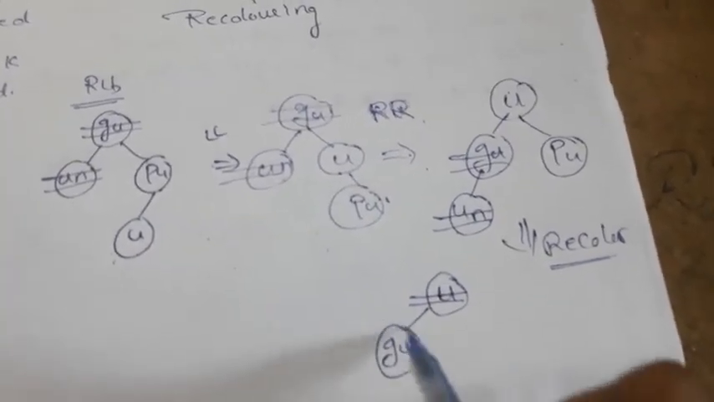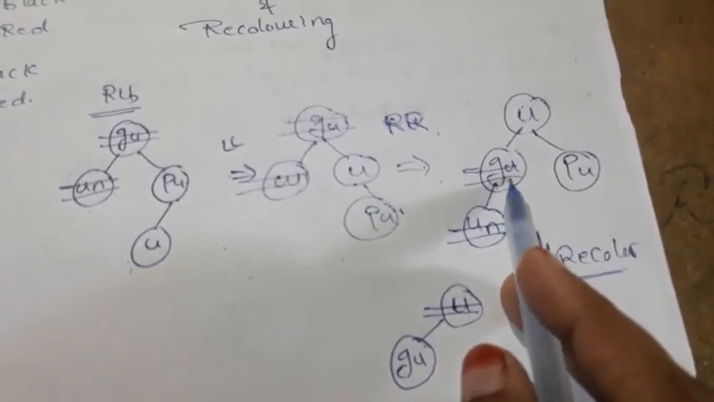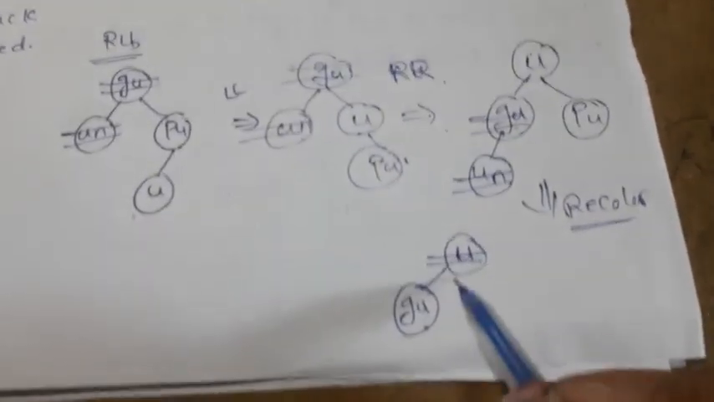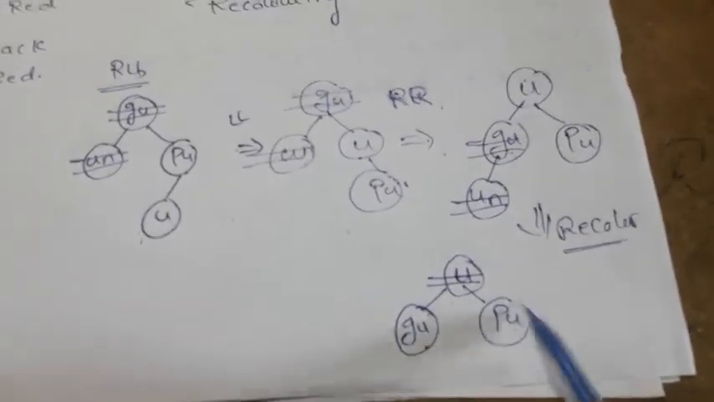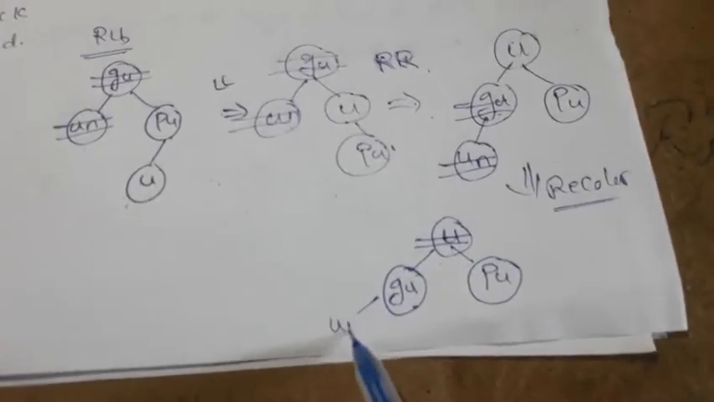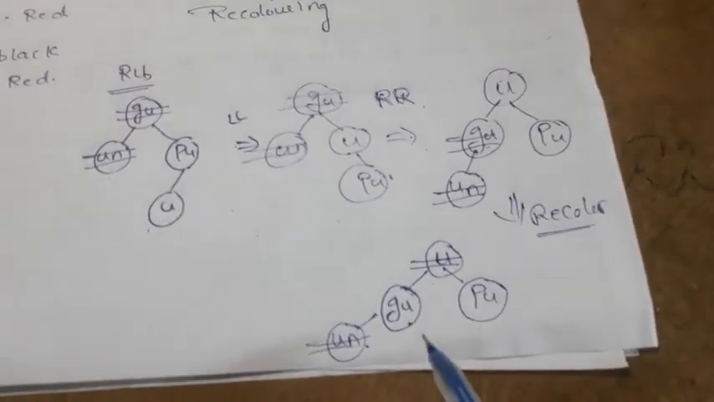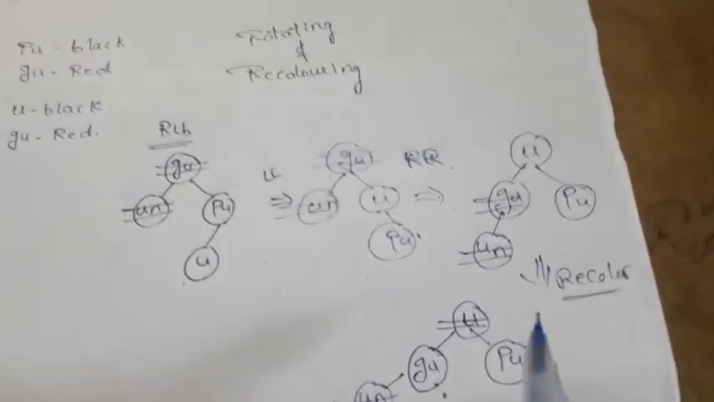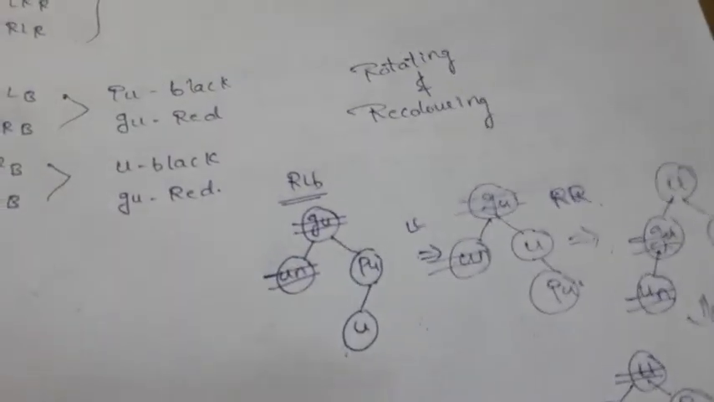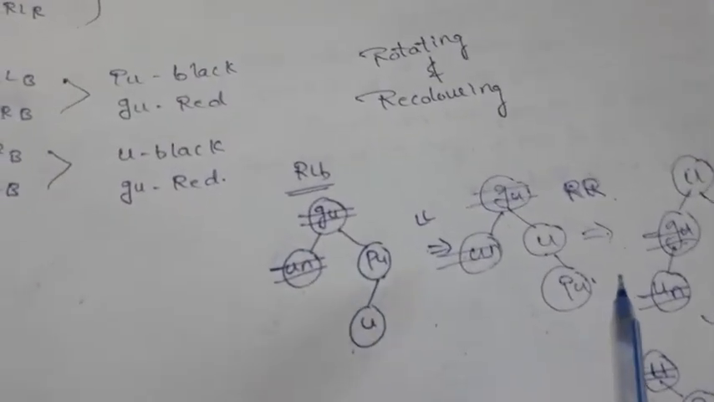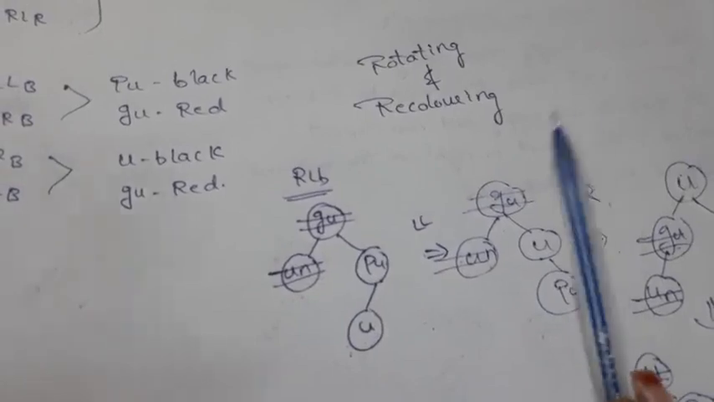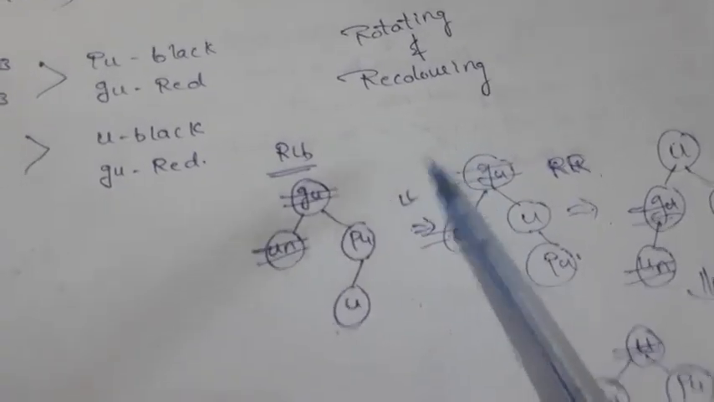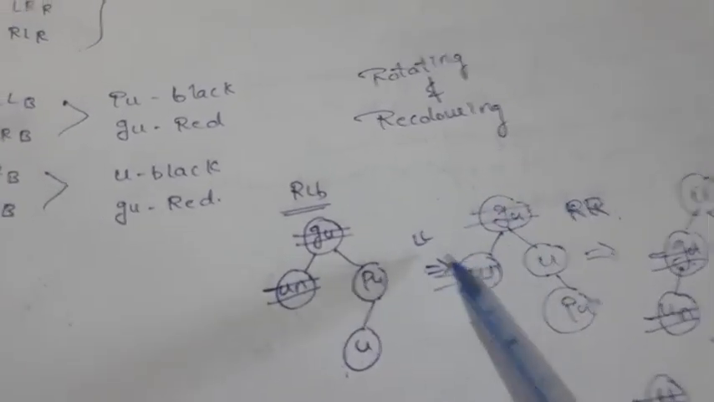and then GU to red. Here GU is in black, from black I have to change it to red. And the remaining colors are as they are. Is it clear? That means we have covered all these rotations, both in XYR as well as in XYB.